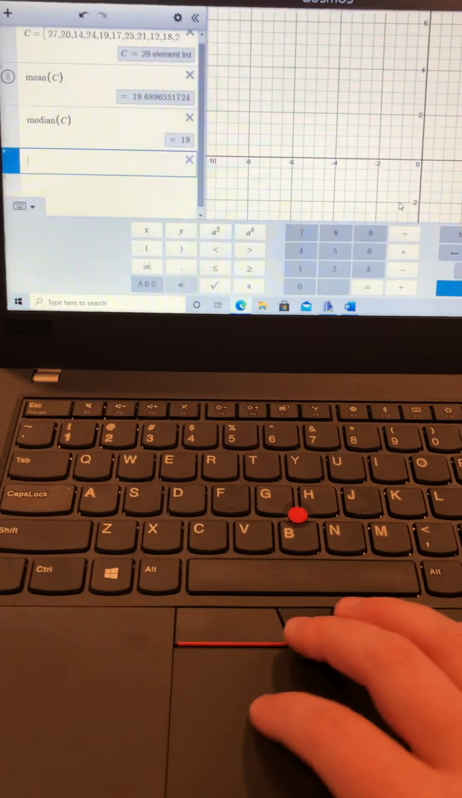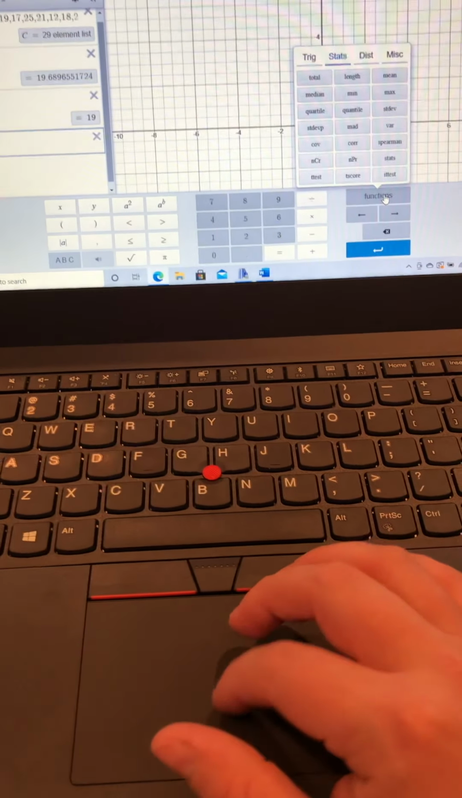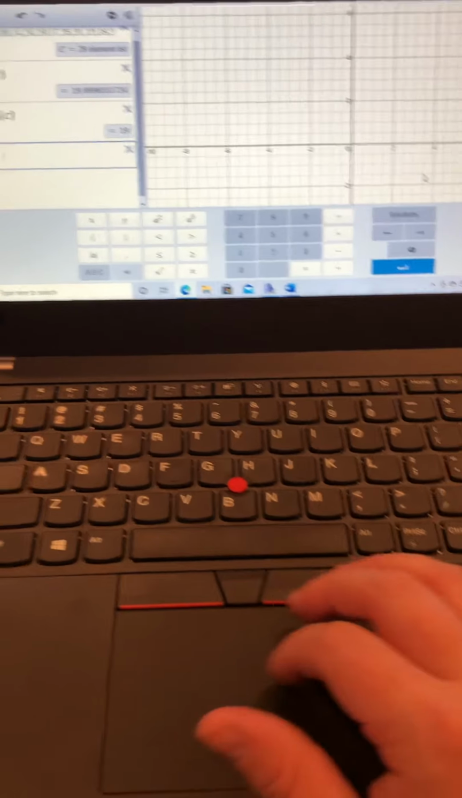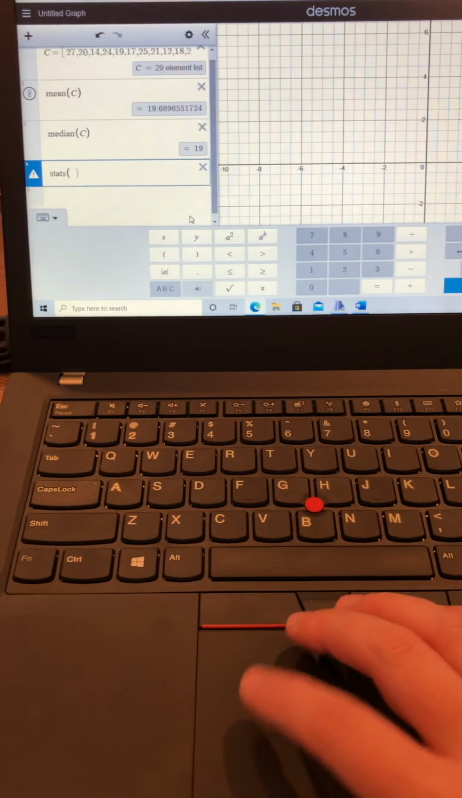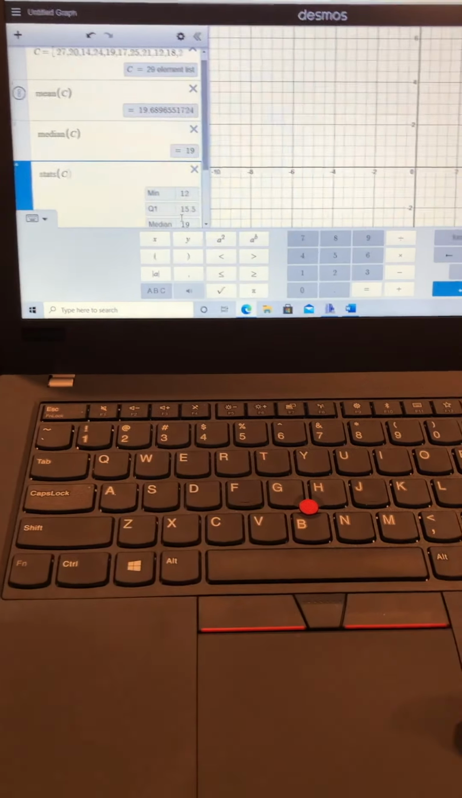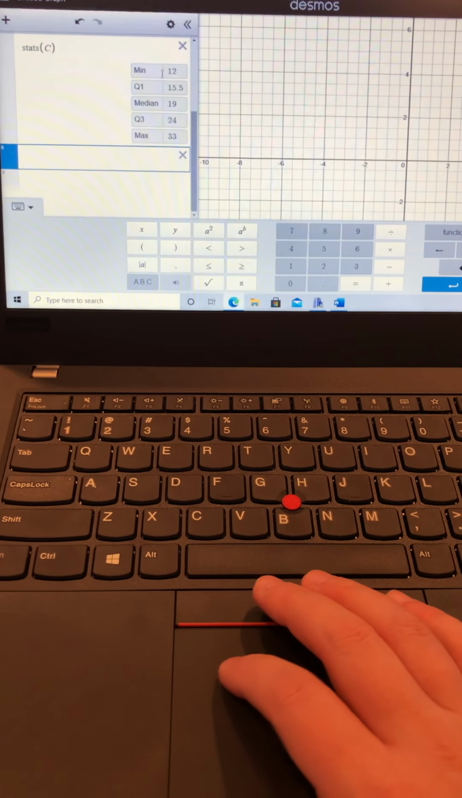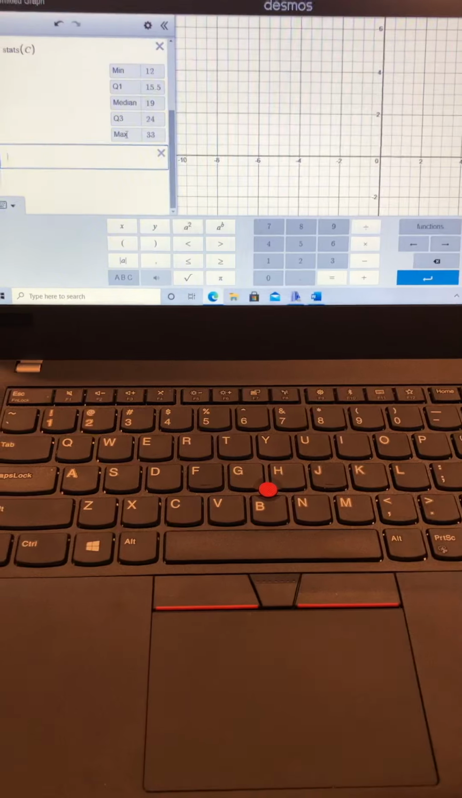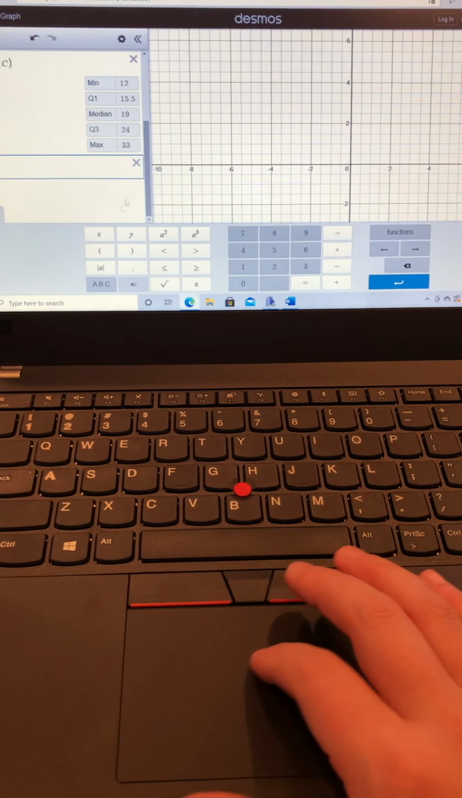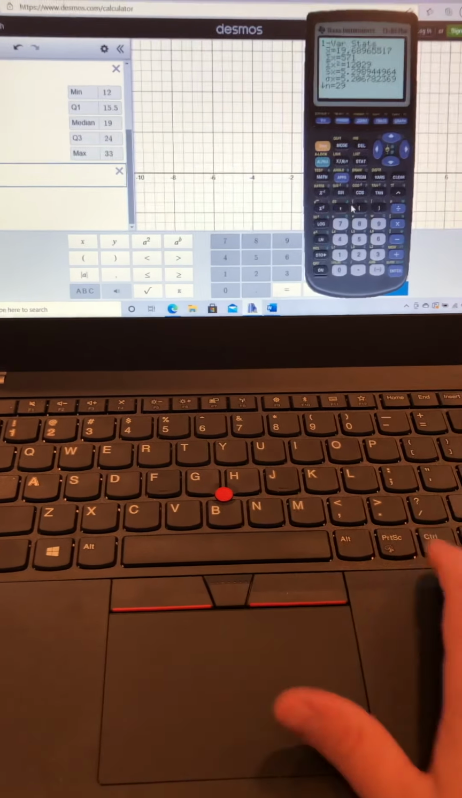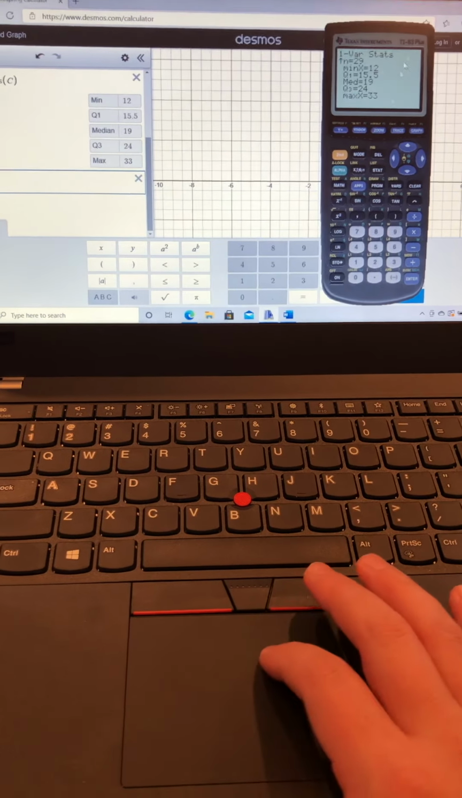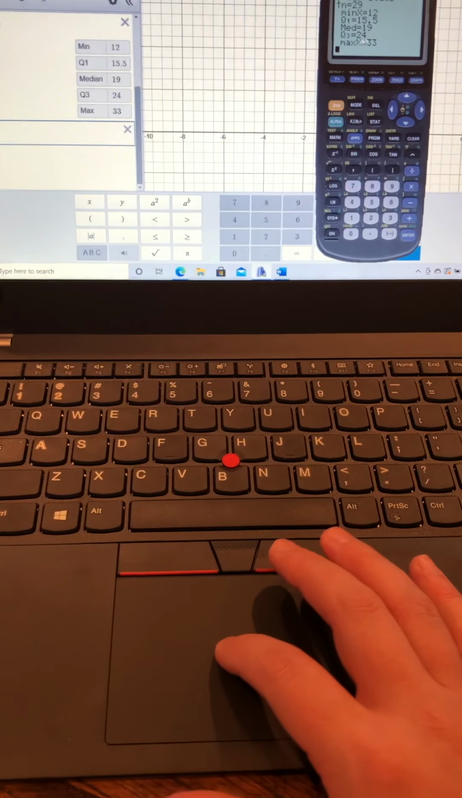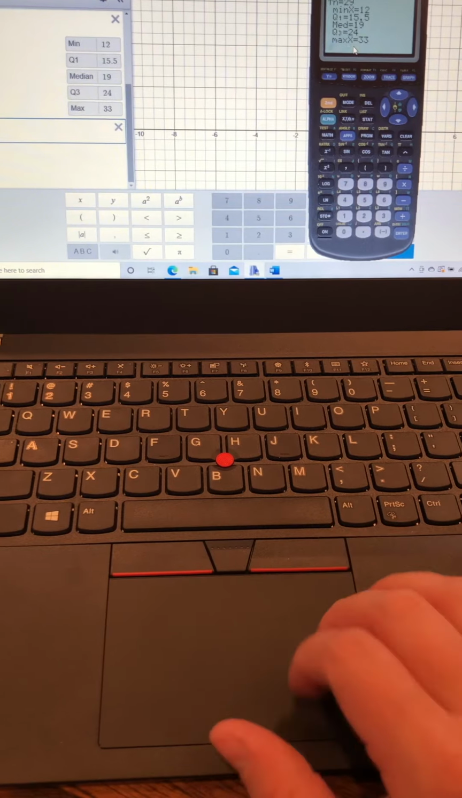It'll actually also give you the 5-number summary if you want them all. So if you go to functions and then click stats and do C, that gives you the 5-number summary: your minimum, your Q1, your median, your Q3, and your maximum. And that matches over here what the calculator had as well. So if we scroll down, they match. So again, it's always nice to know everything matches so you know it's typed in right and you're doing it correctly.